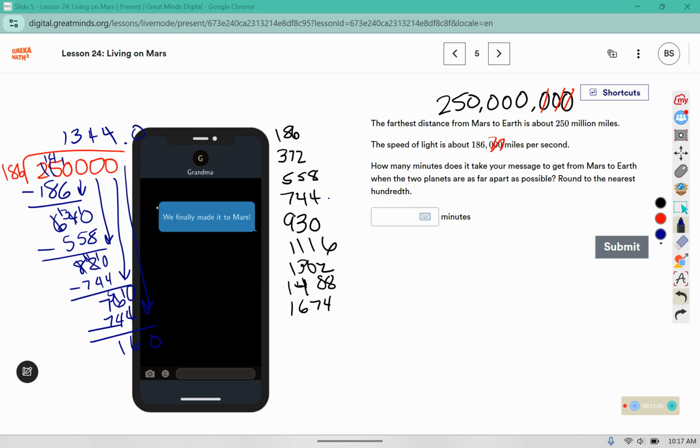Fits into 160 times. Or 1,600, it could fit in there 8 times. So let's start there.